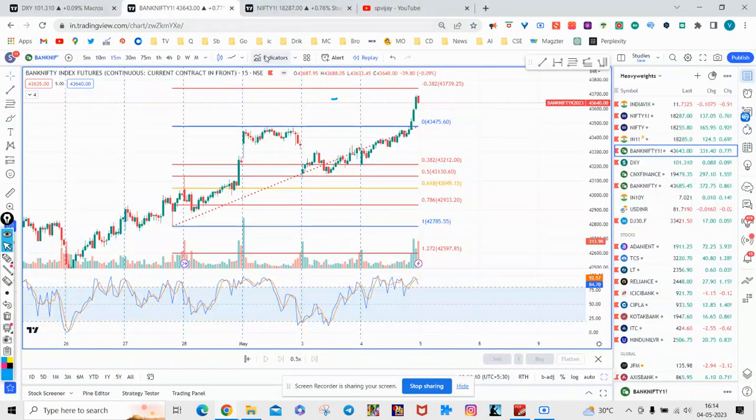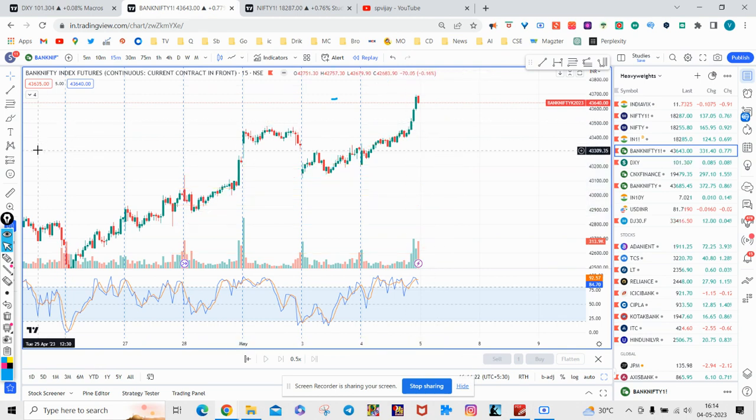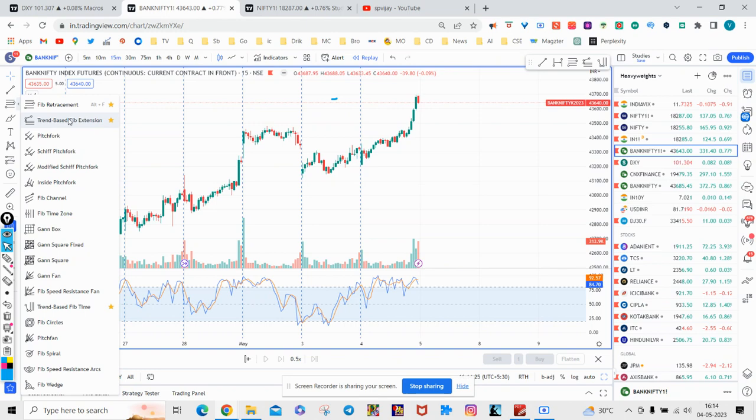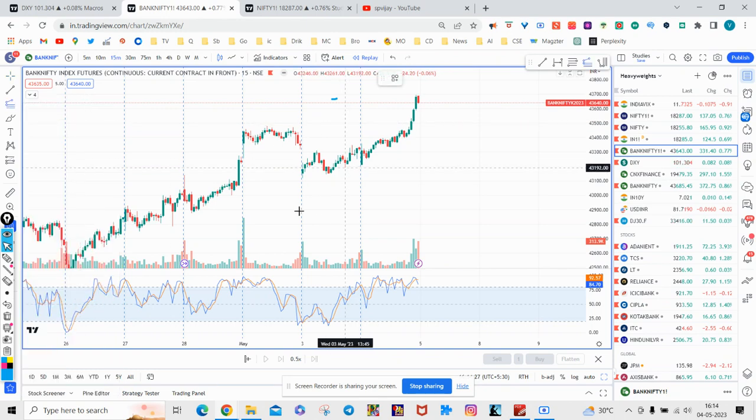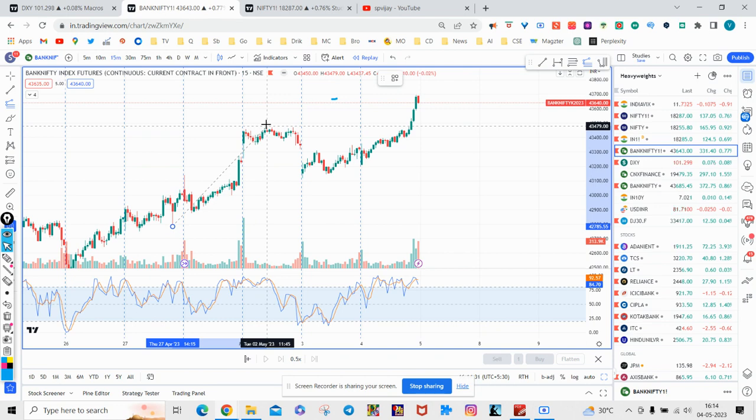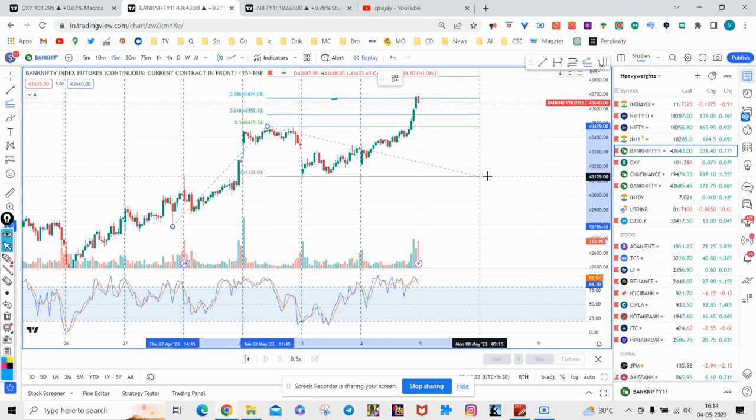Let me first complete the price action. Now we know that the price is about to break the swing, or it has broken the swing. Now how do we find the next targets? For that you must use the extension tool. For example, you can use the trend based extension tool. You pick the lower swing, the next high, and find the retracement till where it has taken.